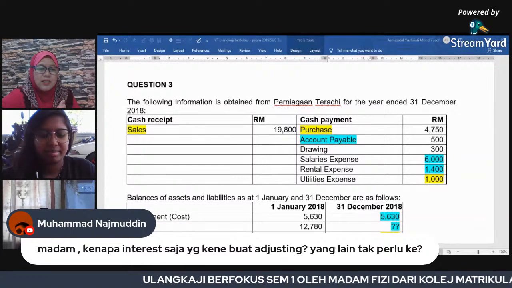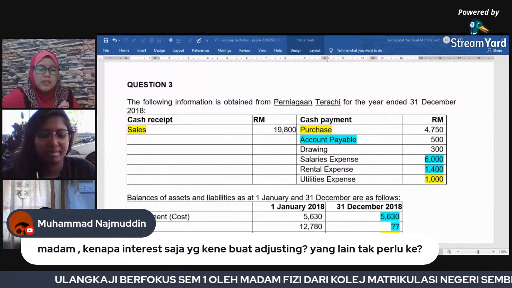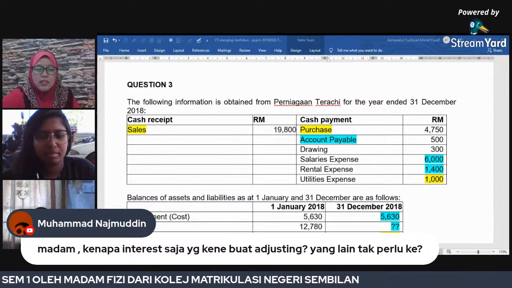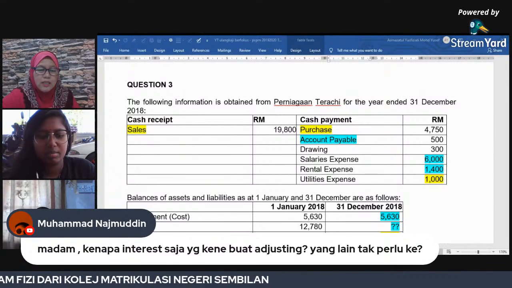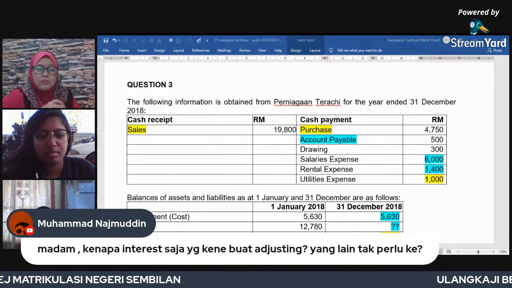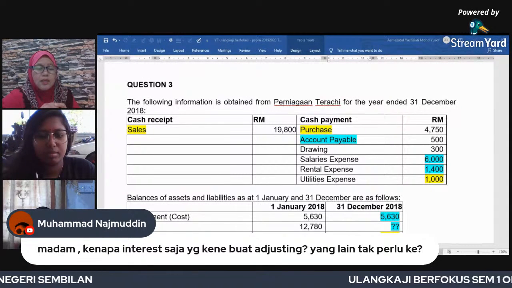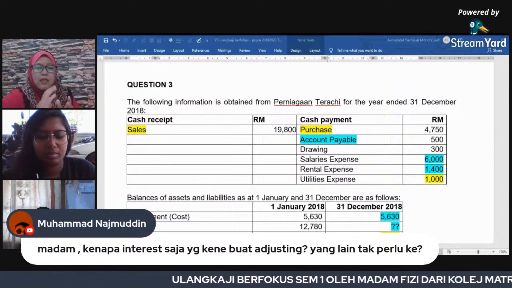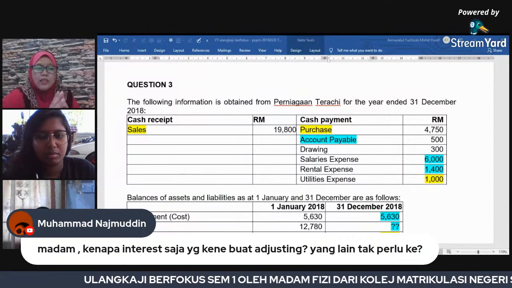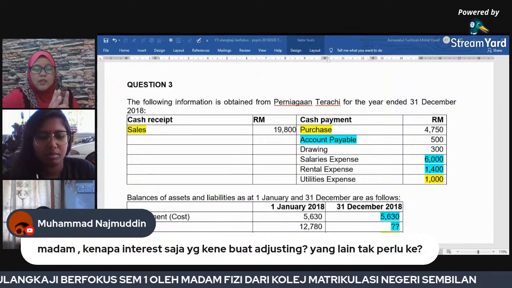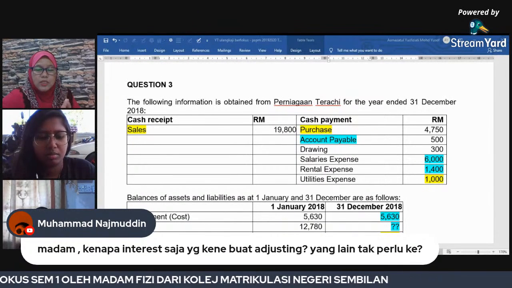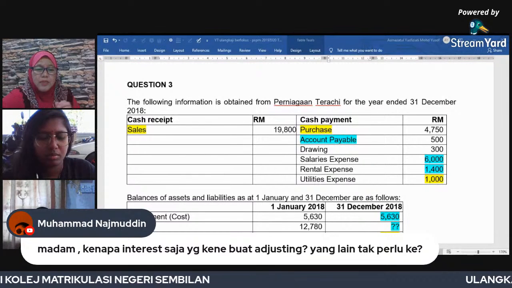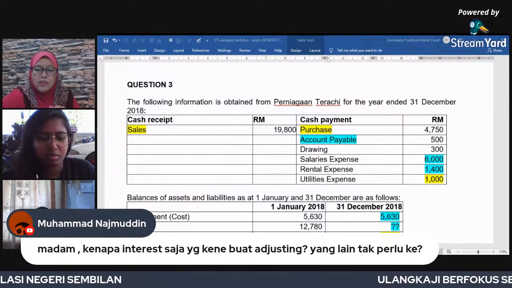Najmuddin, okay, dia kata, Madam, kenapa interest saja yang kena buat adjusting? Yang lain tak perlu ke? Okay, so kalau awak tengok dekat soalan tadi, soalan lain tu semuanya pasal liability. Yeah? So, kalau liability, interest sajalah. Kalau dalam soalan tu ada non-current asset, contohnya vehicle ke, equipment ke, so awak kena buat juga depreciation expenses. Tapi dekat soalan tu tak ada kan? Kita tengok balik soalan tu ya.